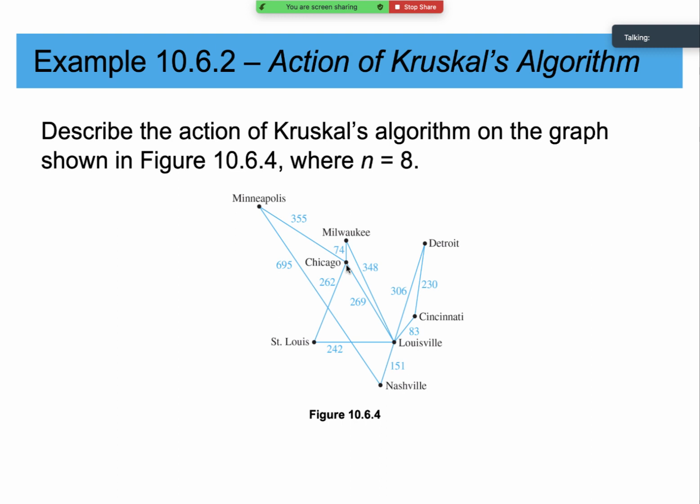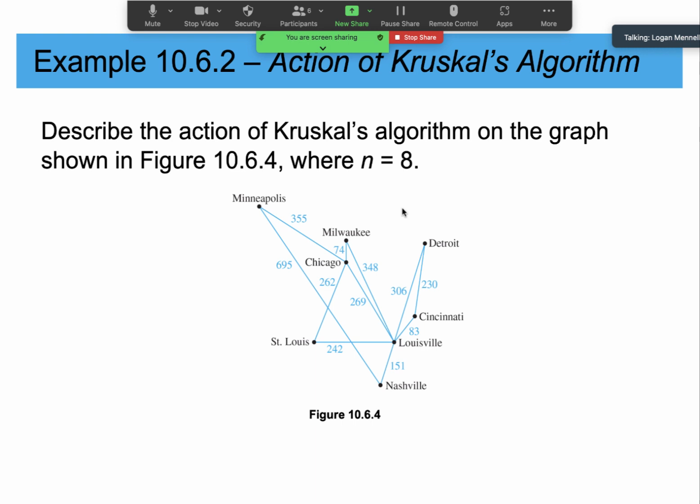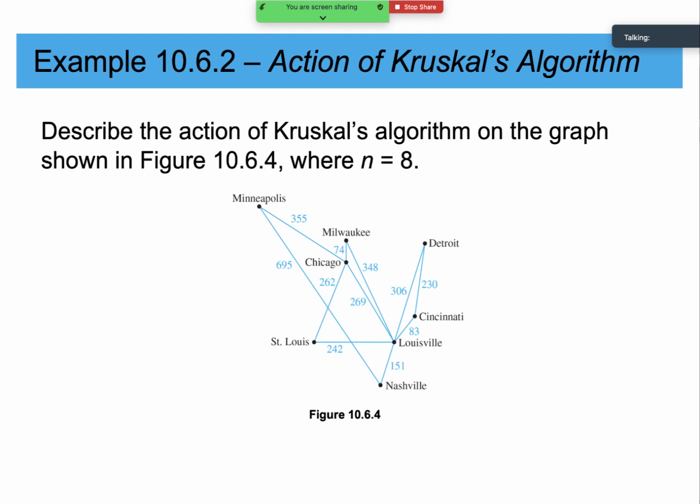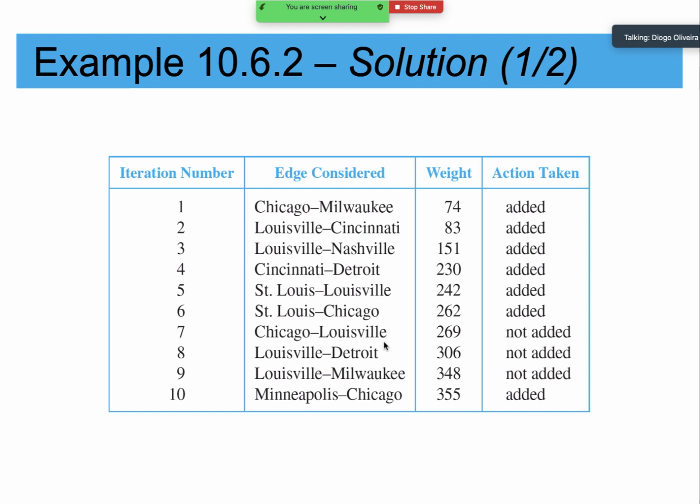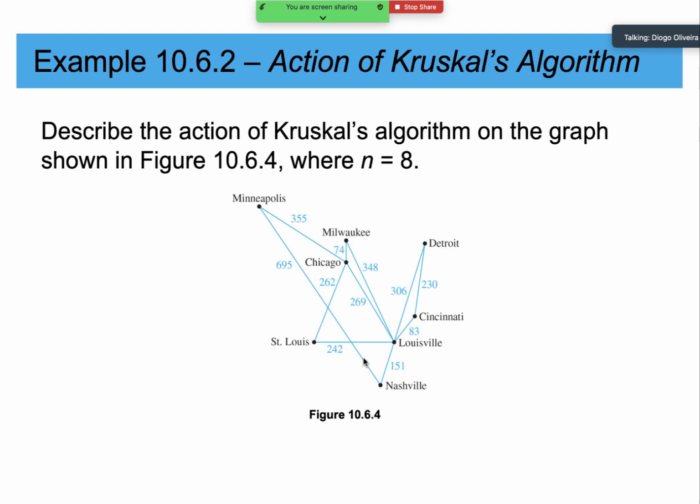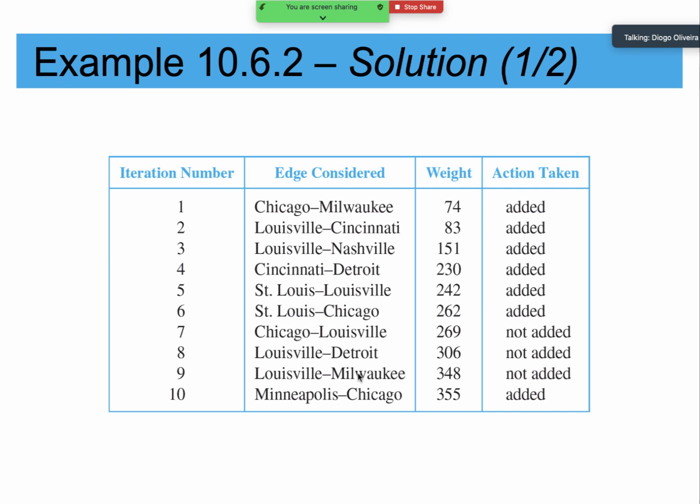That would be a circuit, so can't do that. Very good, Logan. That would be a circuit. We cannot do that, right? So that's why we're not going to adopt Chicago Louisville. And it's the same criteria for the edge between Louisville and Detroit. Because we already adopted the edge between Louisville and Cincinnati and Cincinnati, Detroit. If we adopt this one as well, we're creating another loop, another circuit. Okay. And then same thing for Louisville, Milwaukee.